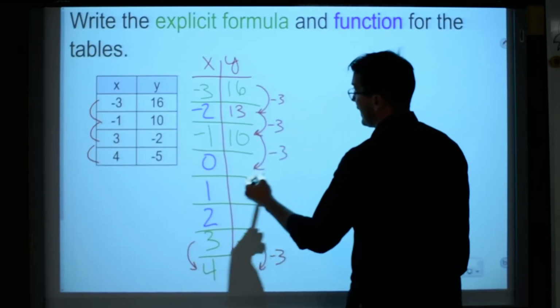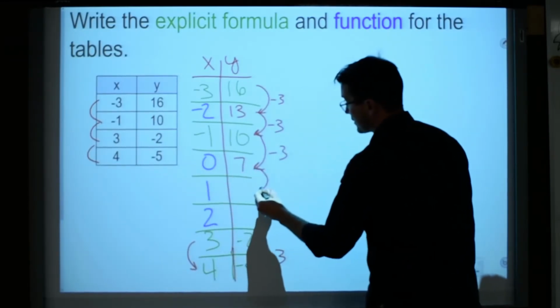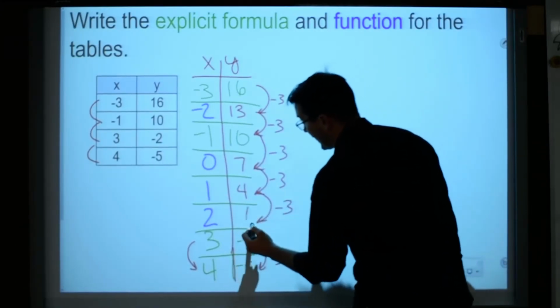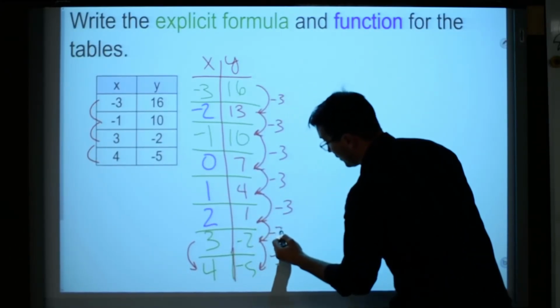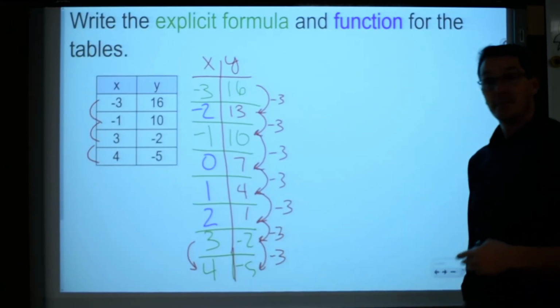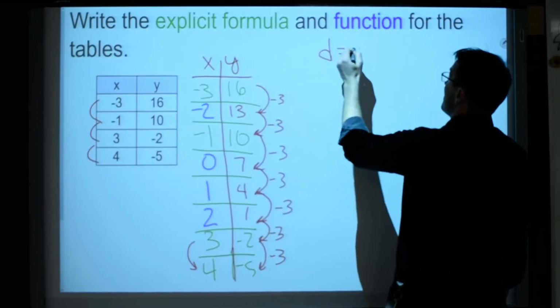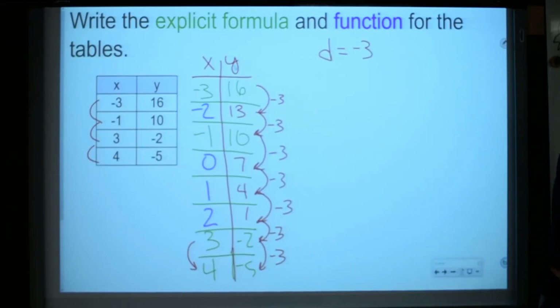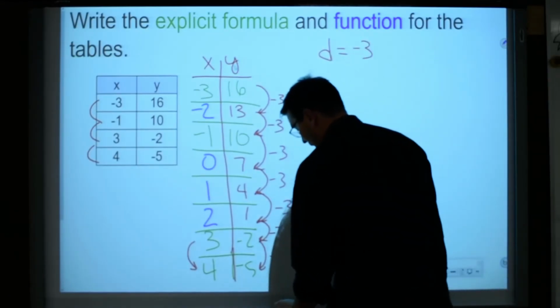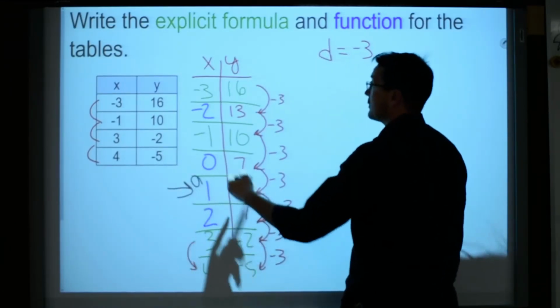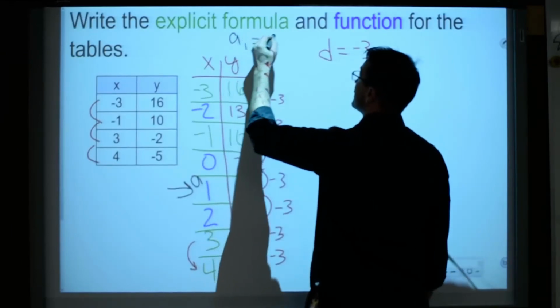I minus 3, I get 7. I minus 3, I get 4. I minus 3, I get 1. I minus 3, I get -2. Guess what? That's linear. My difference is -3. Now, to write the explicit formula, I need the first term. So I go over here and say my first term is right here. That's a sub 1, and that's going to be 4. So my first term is 4.